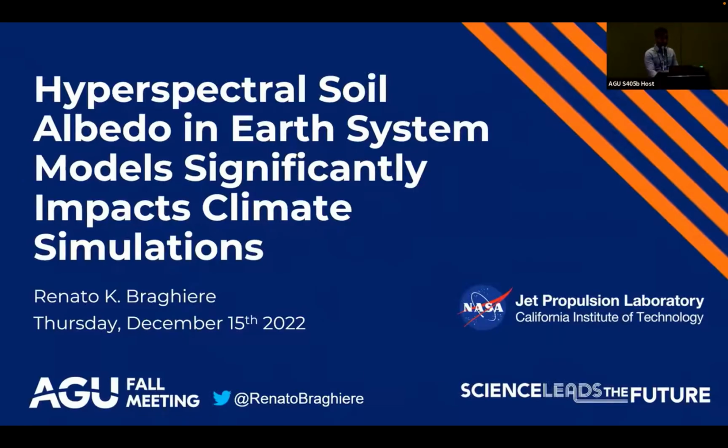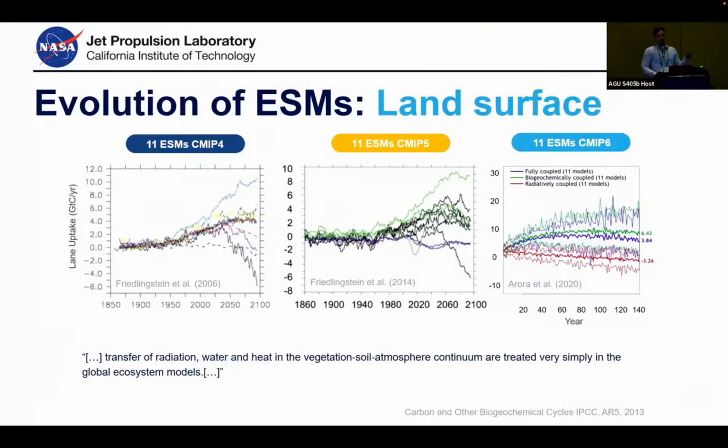So I would like to start with this famous plot about the evolution of our Earth system models, particularly looking into the land surface. Here I show the land carbon uptake simulated by 11 Earth system models in the latest 3 CMIP exercises, from pre-industrial times up until the end of the century. What we can see is that these individual models disagree substantially, not only on the sign, but also the magnitude of the land uptake. And it seems like along CMIP exercises, we don't seem to be convergent with time.